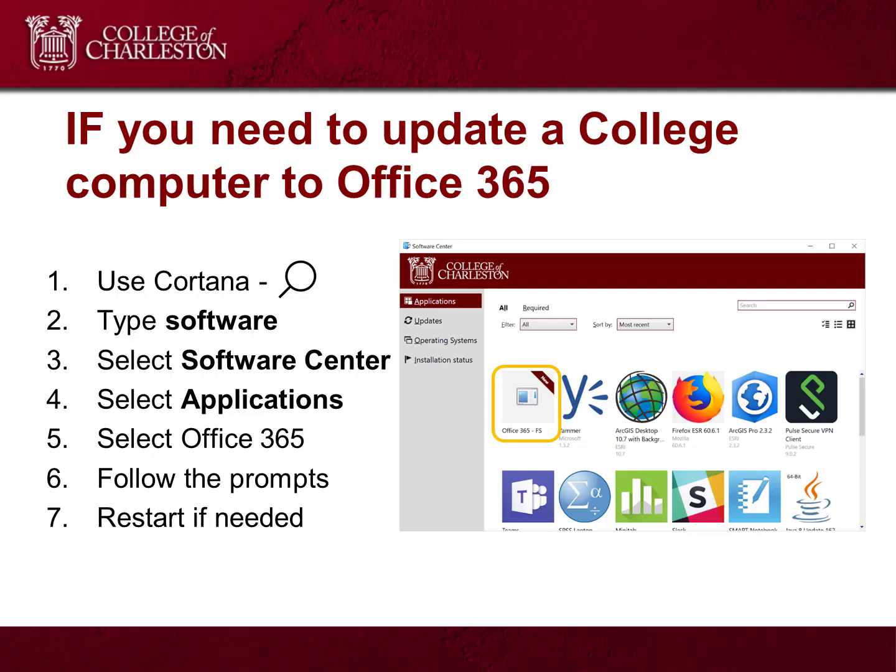If you need to update a college computer to Office 365 and it is a Windows-based machine, you can use Software Center. Software Center works like magic. Really, it does. If something is available for your college-owned computer, like Adobe Pro or Office 365, and it is not installed, the application will be in Software Center for you to click on and install on your own.